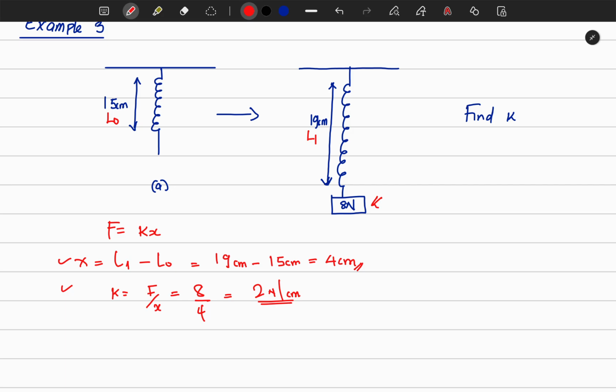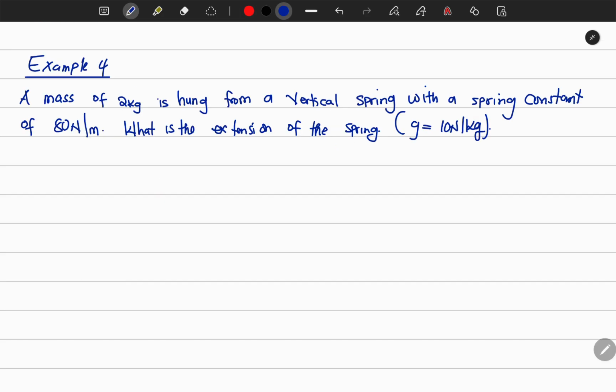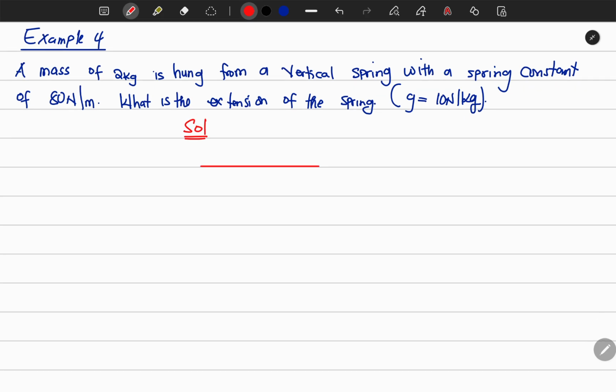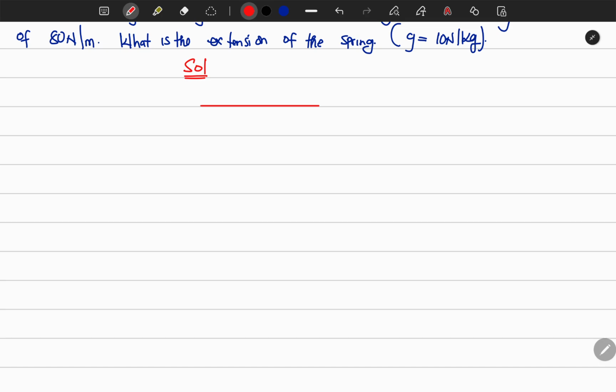All right. The last example: a mass of 2 kg is hung from a vertical spring with a spring constant of 80 newton per meter. What is the extension of the spring? So what we have here is something like this. It's something I always advise students to draw, what we call a free body diagram, which is going to help you analyze the situation at hand.